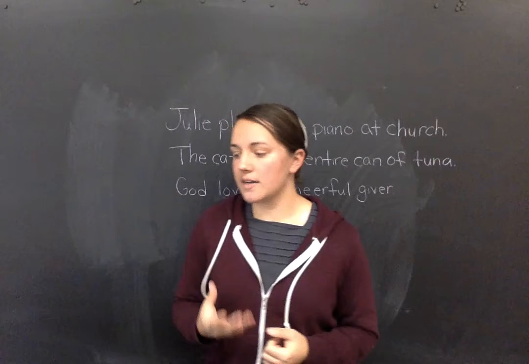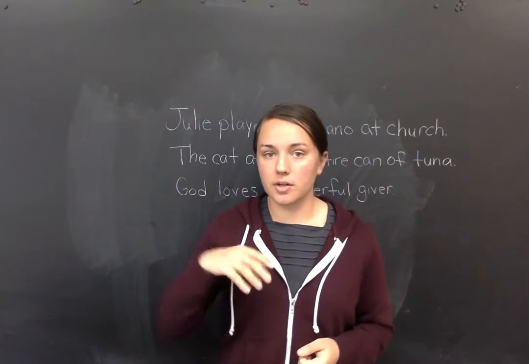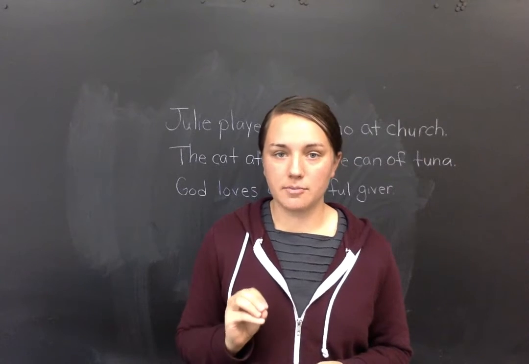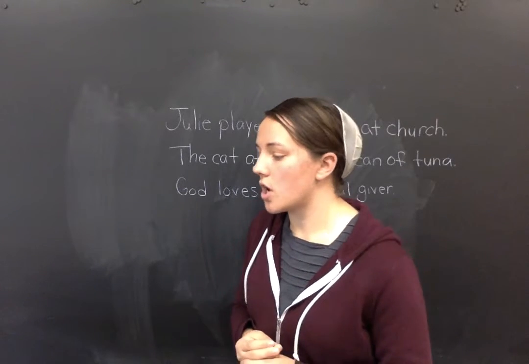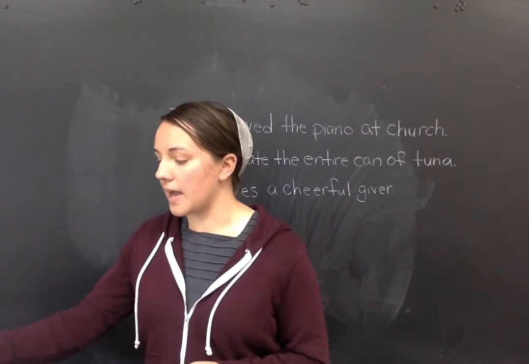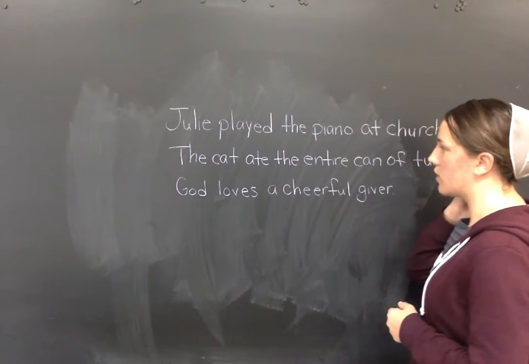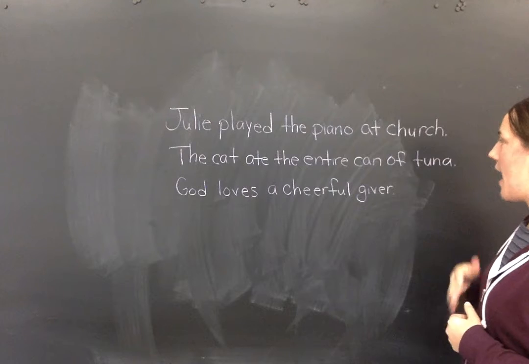The first kind of complement that we learned yesterday, we're going to learn three more, is called a direct object. So we're talking more about a direct object today. If we have a sentence like this first one on the board, Julie played the piano at church.